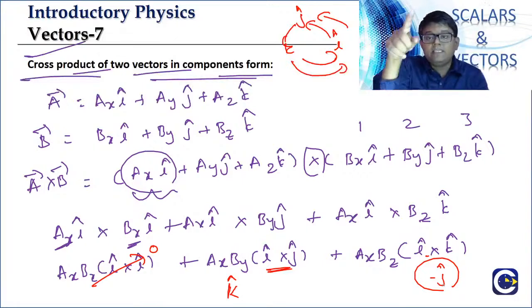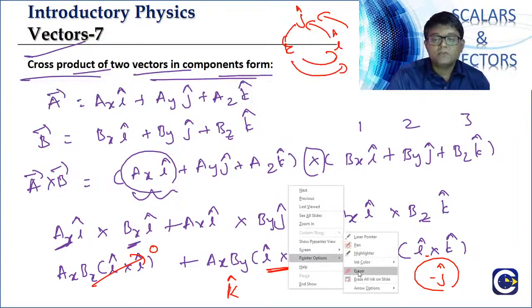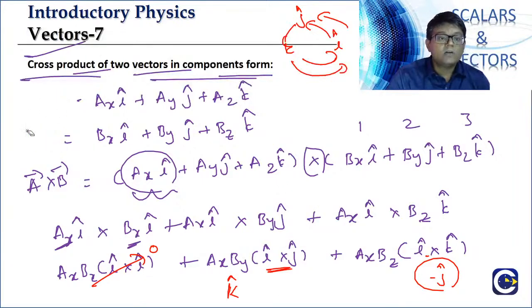K cross i will be j. I am not having k cross i, I have i cross k, which means it will be minus j. So that's why it comes minus j. Correct. So the first term is 0, the second term is there, the third term is there. Now I will erase some part of it so that we can write the values that are coming. We just did one step of multiplication.